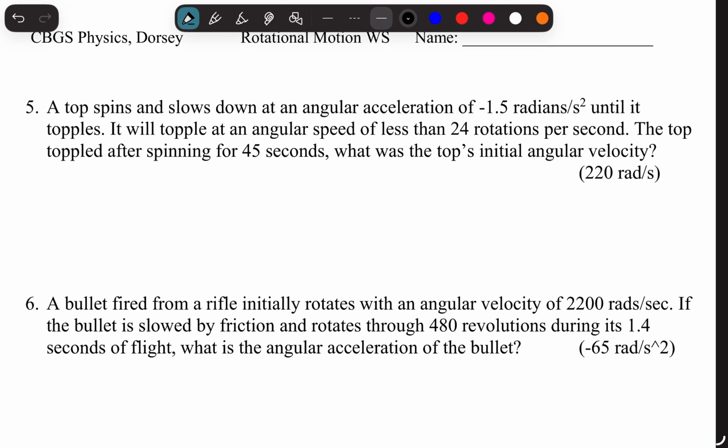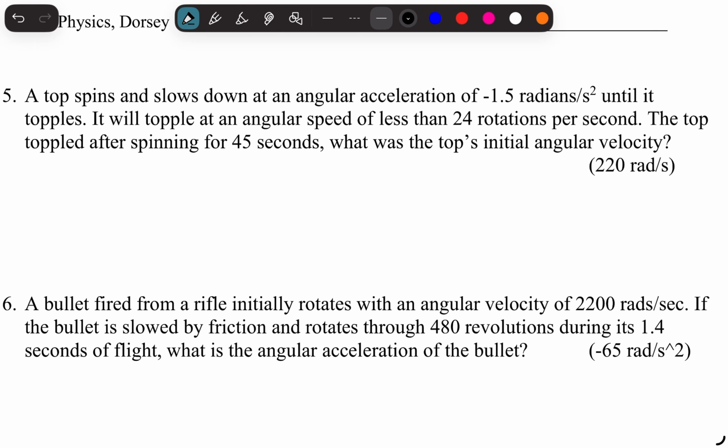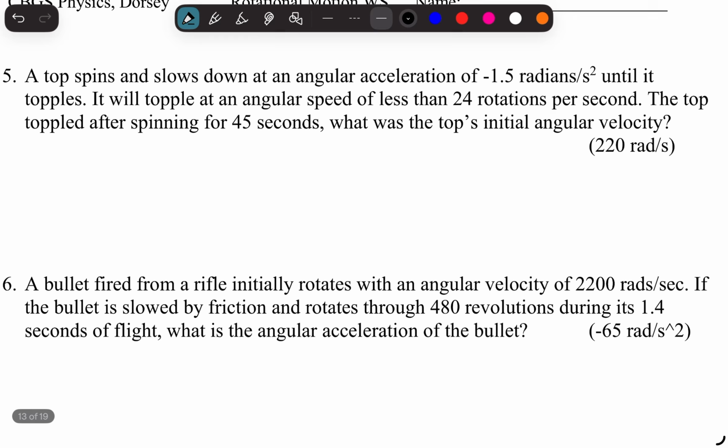Okay. A top spins and slows down at an angular acceleration of negative 1.5 radians per second squared until it topples. It will topple at an angular speed of less than 24 rotations per second. The top toppled after spinning for 45 seconds. What was the top's initial angular velocity?